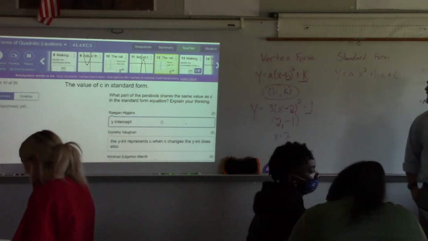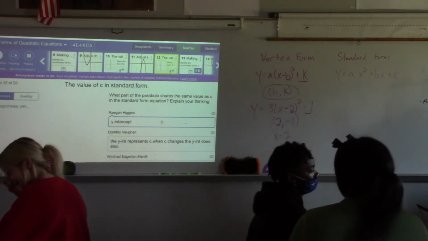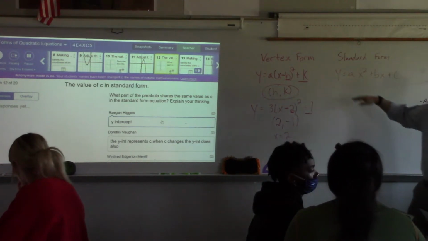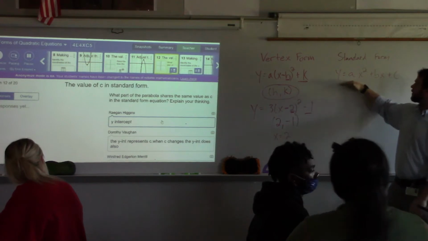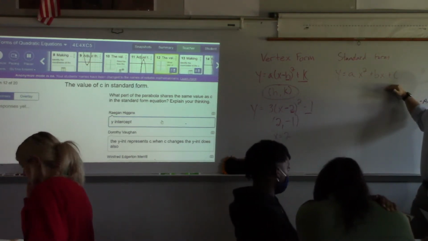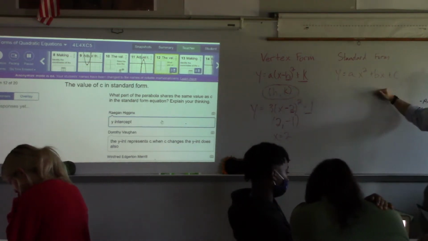The value of C in standard form. So don't forget, just like you need to know the equation for slope-intercept, you need to know the equation for exponential functions. You have to know what these different functions are, right? And so, Jelani, I want you to notice, we got standard form. Is there a K here in standard form? No. There is no K here, so I'm not going to talk about K within standard form.